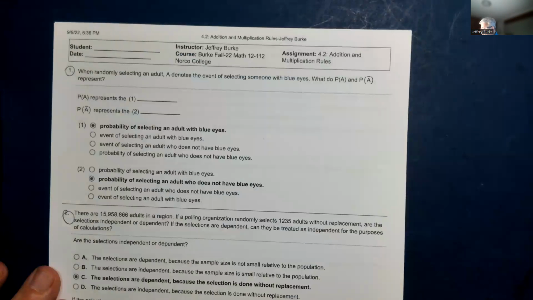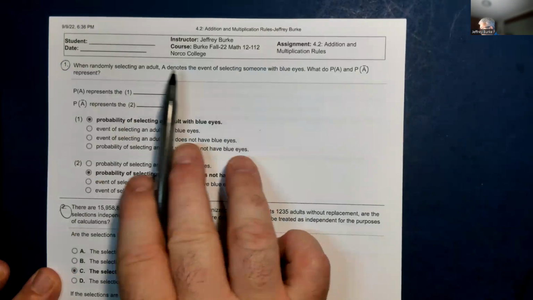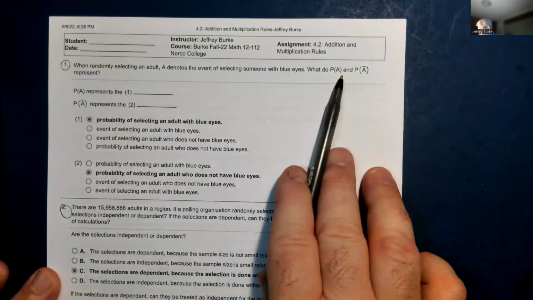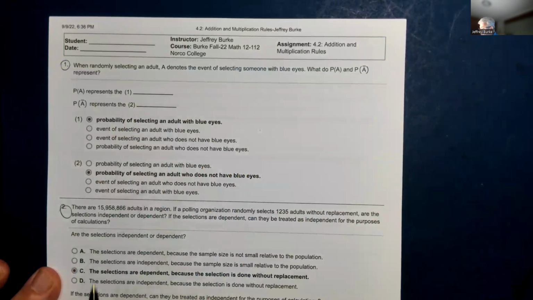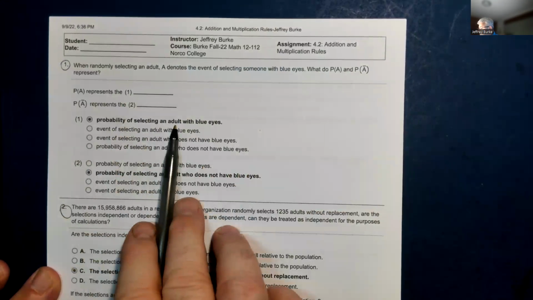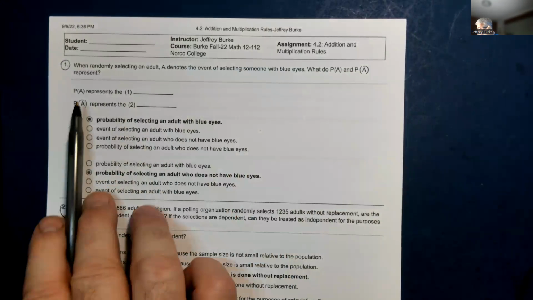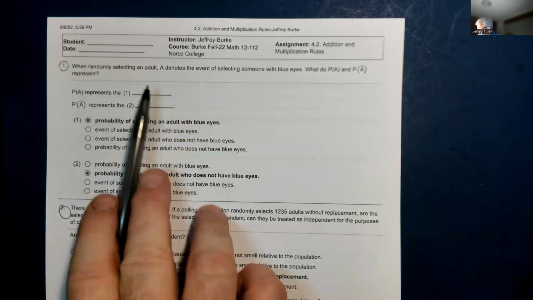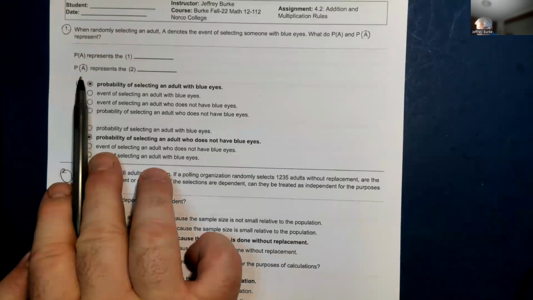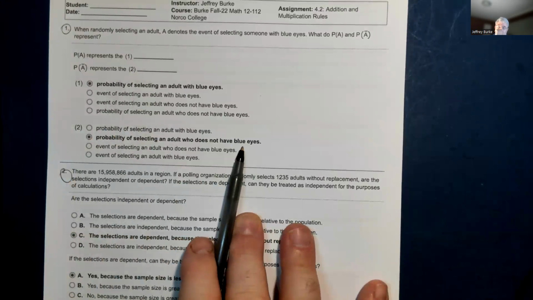Now let's go ahead and go to 4.2. I have the questions circled. I went through these already. It says, when randomly selecting an adult, A denotes the event of selecting someone with blue eyes. So what does P of A represent and then what does P of A not represent? P of A is the probability of selecting someone with blue eyes. And then they ask, what does P of A not represent? That's the probability of selecting an adult who does not have blue eyes.